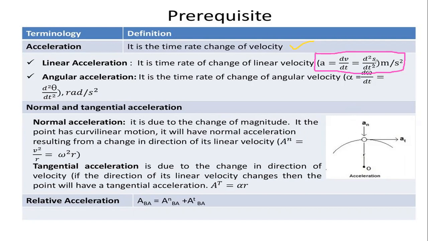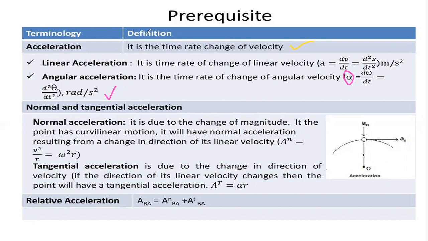And next one is the angular acceleration. It is the time rate of change of angular velocity, denoted by the letter alpha. Alpha is equal to dω/dt, and it can also be written as d²θ/dt², in radians per second squared.